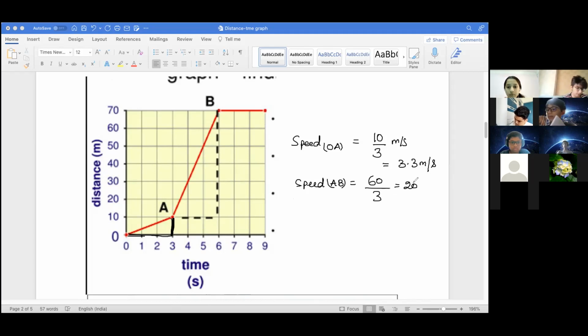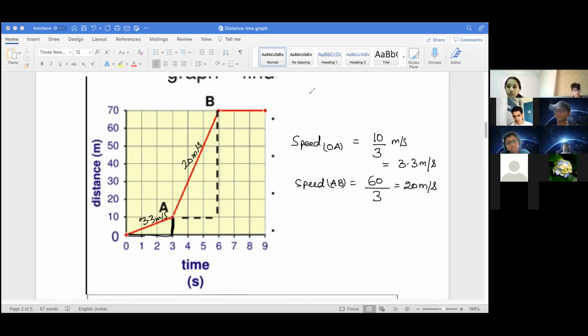First we will do 70 minus 10, so we will get 60. And 6 minus 3, we will get 3. So you saw 20 meter per second over here, and here it is 3.3 meter per second. So this one is faster.